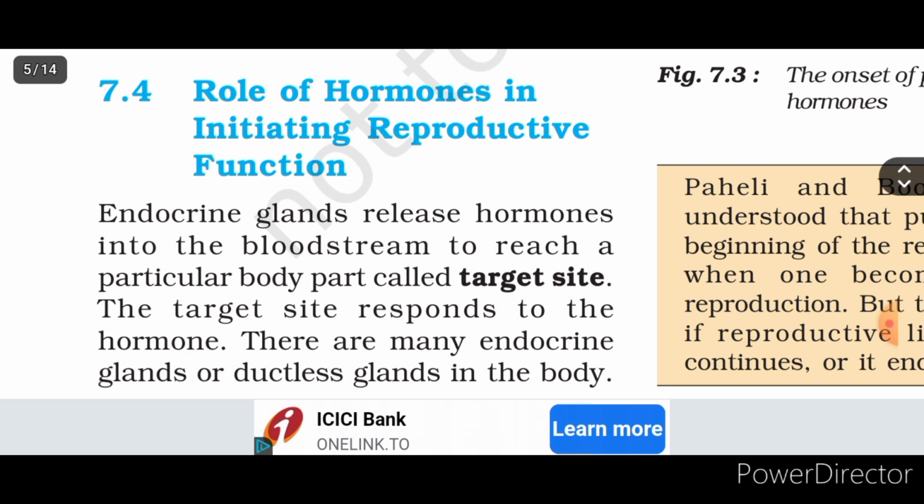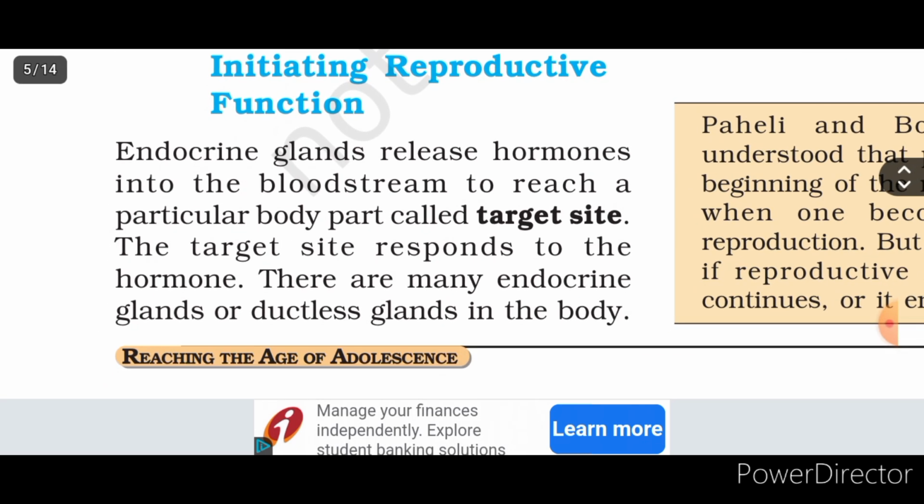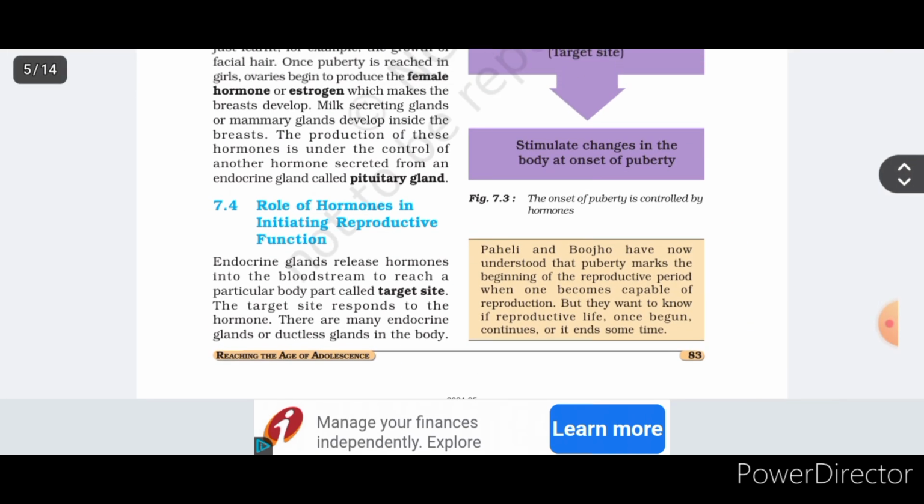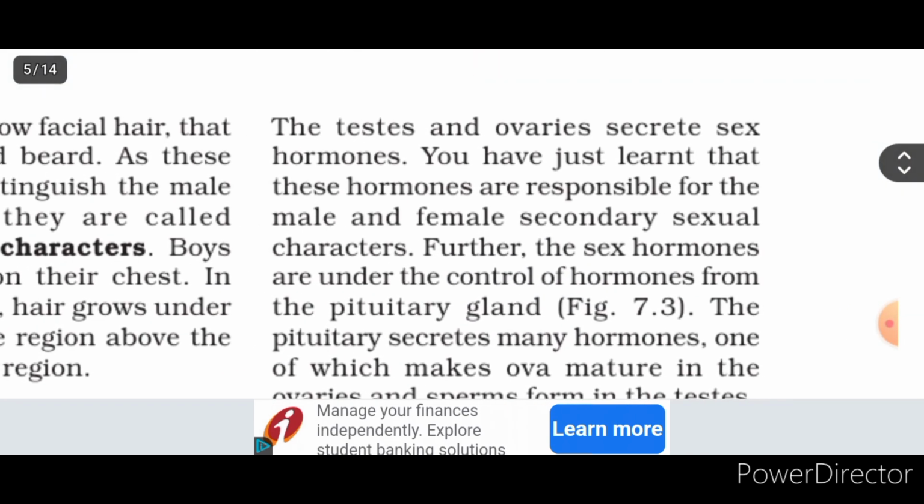Role of hormones in initiating reproductive function. Endocrine glands release hormones into the bloodstream to reach a particular body part called the target site. What is a target site? Endocrine glands release hormones into the bloodstream to reach a particular body part. The target site responds to the hormones. There are many endocrine glands, or ductless glands, in the body.